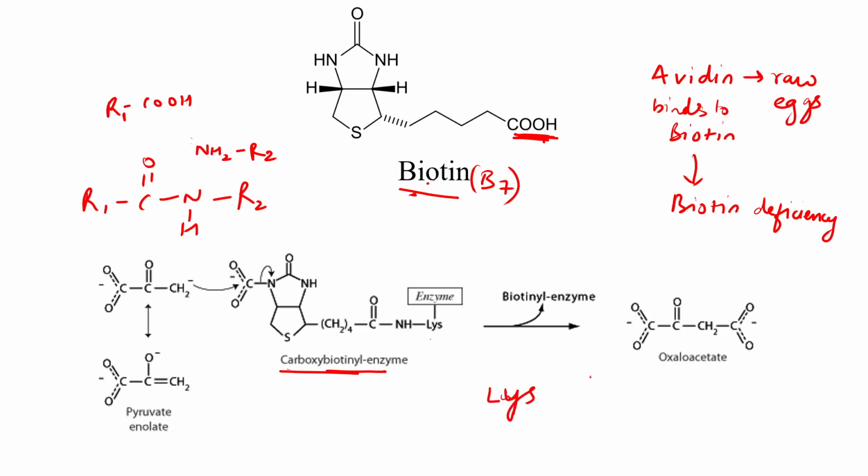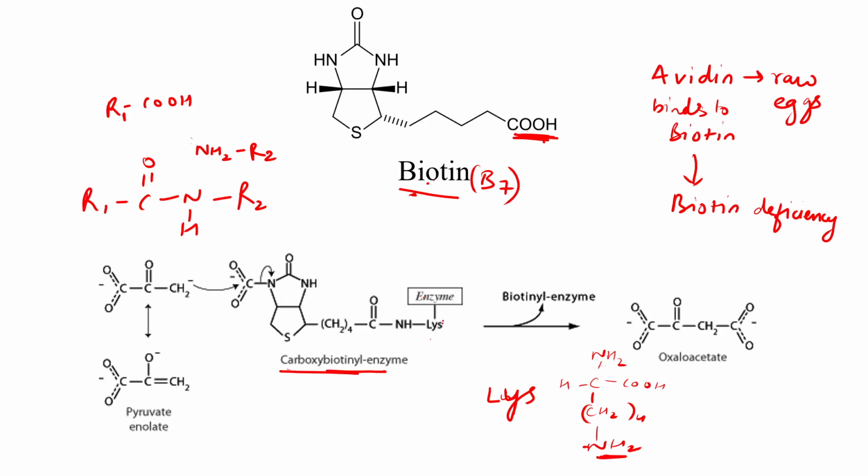Lysine had 4 CH2 and then an amino group. Okay. So, this was the structure of lysine, right? So, this amino group will be involved in the peptide bond formation with this carboxyl group, not the amino group of the amino acid. Why?